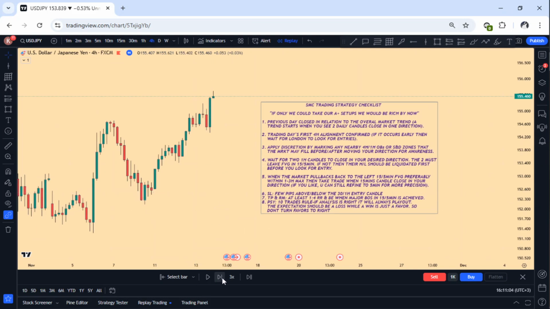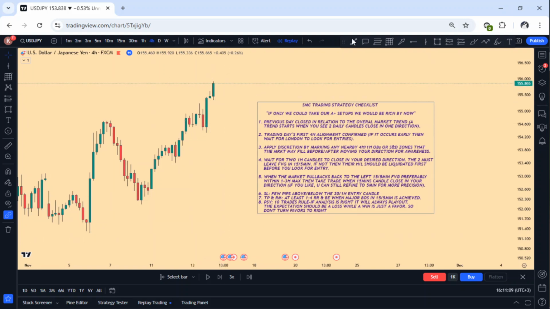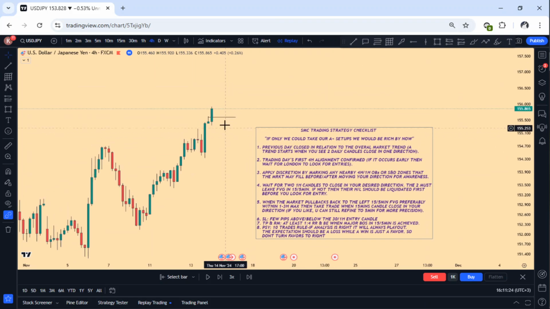So the first 4 hours of the day, what happens? You can see it takes the high of the previous 4 hours. Sorry, the previous 4 hours high has been taken. It means that since we are bullish, that is what is called alignment. Previous day's first 4 hour alignment confirmed. So I've just confirmed that the market has aligned bullish.